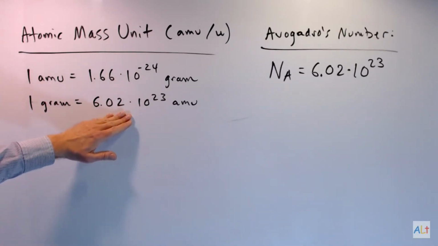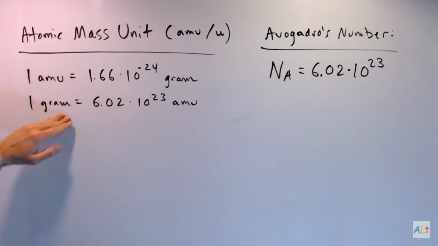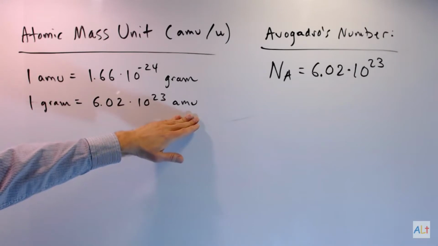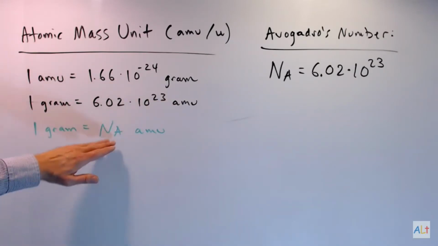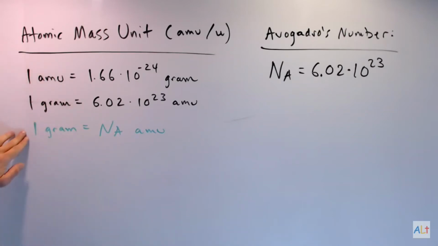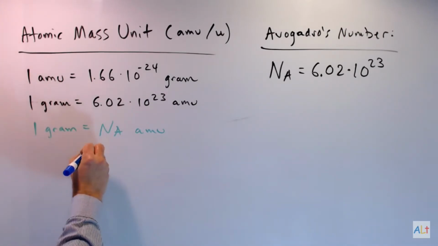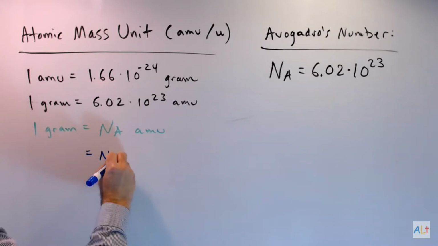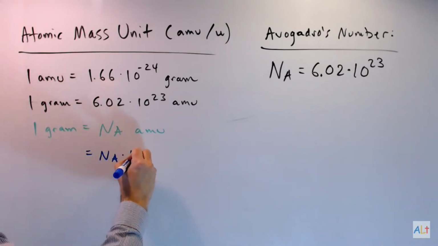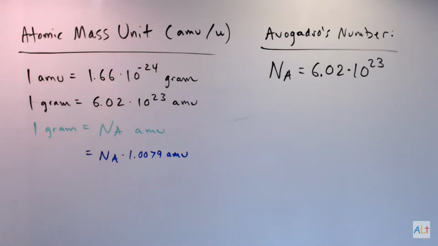Avogadro's number is nothing more than the conversion ratio for converting between grams and atomic mass units. From now on, I'm just going to use Na as an abbreviation for Avogadro's number, so this is just the same as that. Let's play around with this equation for a minute. Suppose I multiply the right side times 1.0079. Naturally, I have to do the same on the left side.